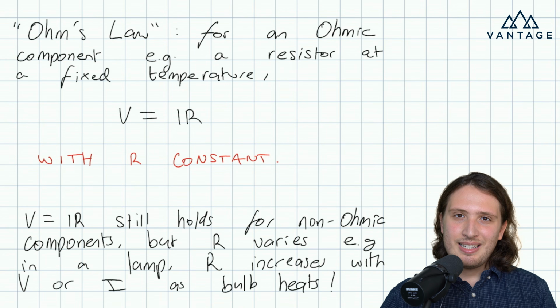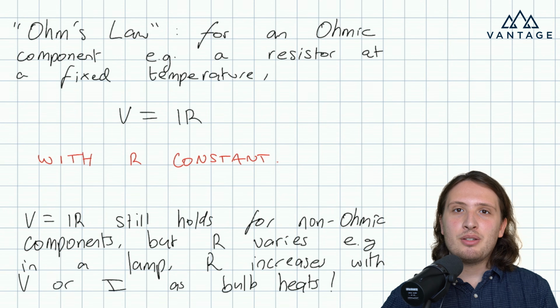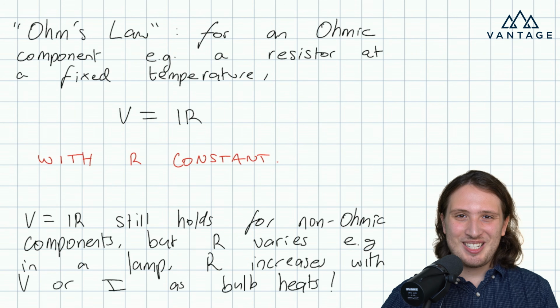A common misconception is that the equation V equals IR is the same thing as Ohm's law. However, this is not quite the case. V equals IR applies for all components, whereas Ohm's law is a special version of the relation which holds for certain components referred to as ohmic. Ohm's law states that for certain components referred to as ohmic, for example, a resistor at a constant temperature, V equals IR holds with R being constant.